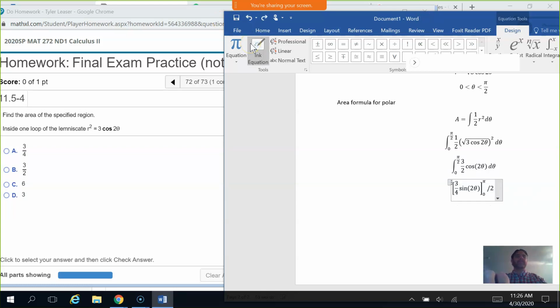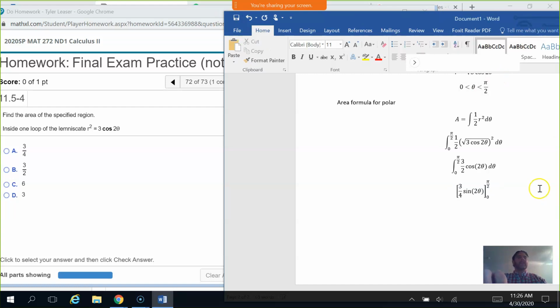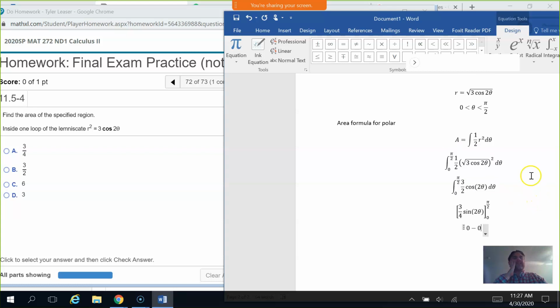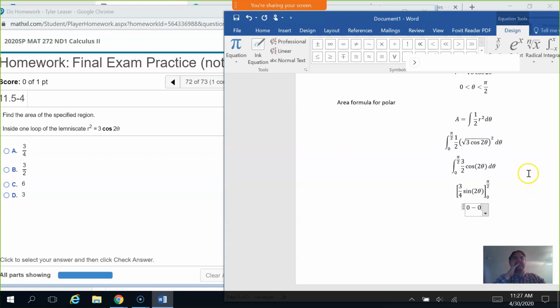All right, so if we plug pi over 2 into this, 2 times pi over 2 is just pi, and sine of pi is 0, so we just get 0. Minus, plugging 0 into this one, we also get 0. Did I goof somewhere? Did I write something down wrong? I think I messed this one up the last time I did it too.